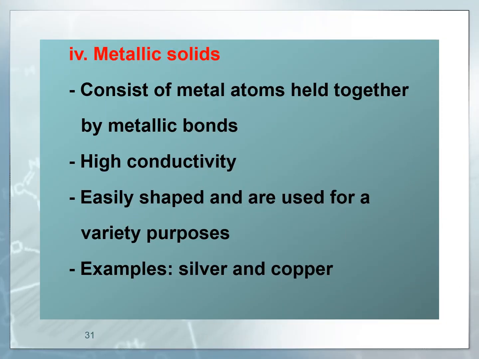The last of the crystalline solids is a metallic solid that consists of metal atoms held together by metallic bonds. Metallic means the elements in group 1 and group 2. Electrons in these elements are extremely mobile, resulting in high conductivity, or the ability to carry electrical current. The metals are easily shaped, and are used for a variety of purposes, such as in hardware, cookware, surgical, and dental tools. Others are purely for enjoyment and decoration, such as silver and copper.